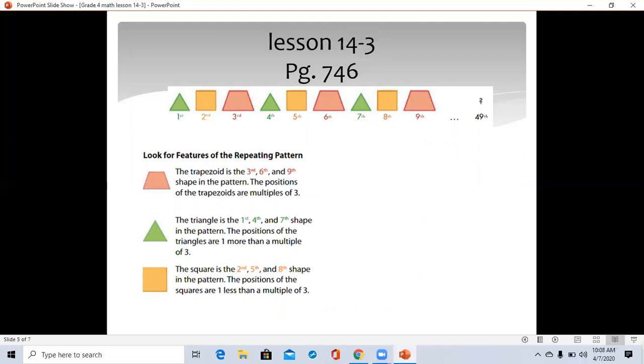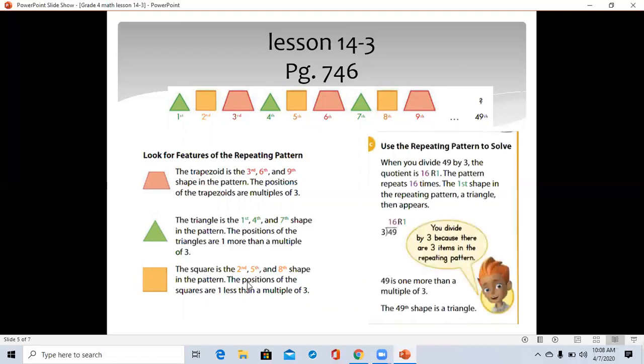Because the triangle is the 1st, 4th, and 7th shape, the position of the triangle is 1 more than a multiple of 3. So if I say 3 times 1 is 3, then plus 1, I will get the triangle, which is the 4th shape. The square is the 2nd, 5th, and 8th shape. Just like the multiples of 3, I just need to take 1 away to determine where the square will be. So use the repeating pattern to solve the 49th.